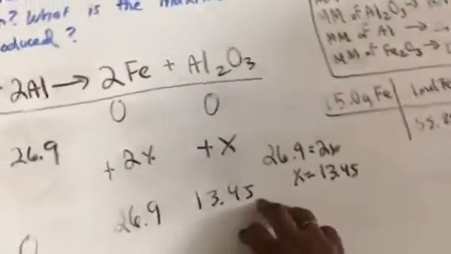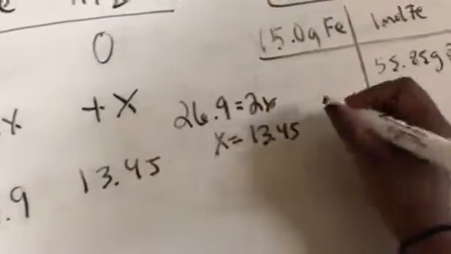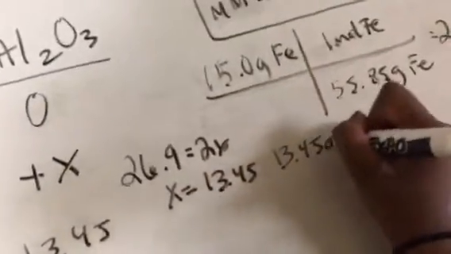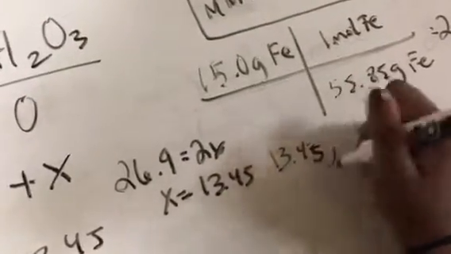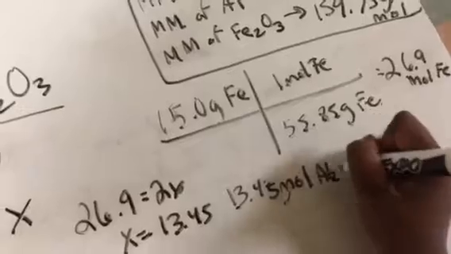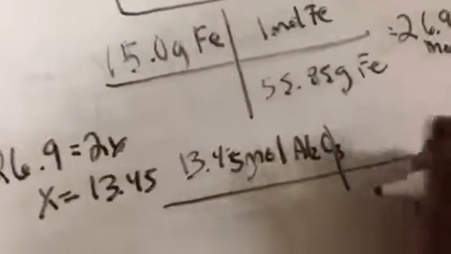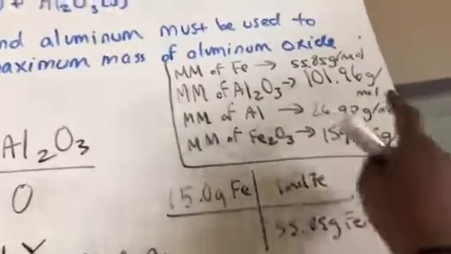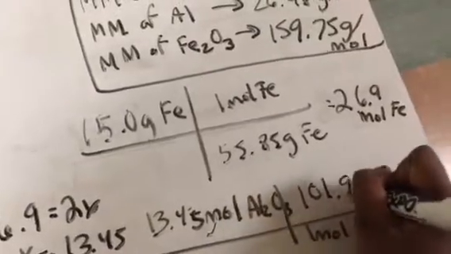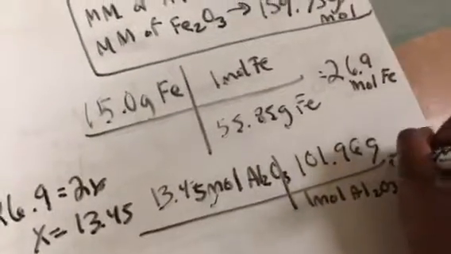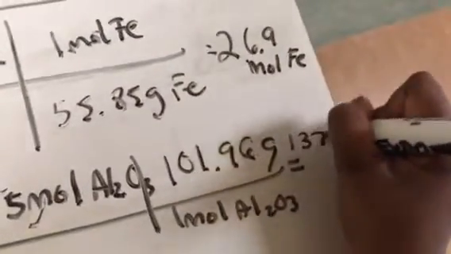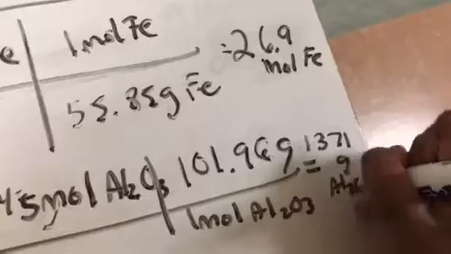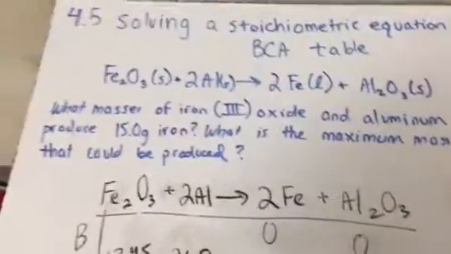Okay, since we have the mole amount for aluminum oxide, we can convert that to grams. So 13.45 moles aluminum oxide over 1 mole aluminum oxide equals 101.96 grams per mole. Okay, so that gives us a total of 1,371 grams of aluminum oxide. Okay, so we have one part of our question done.